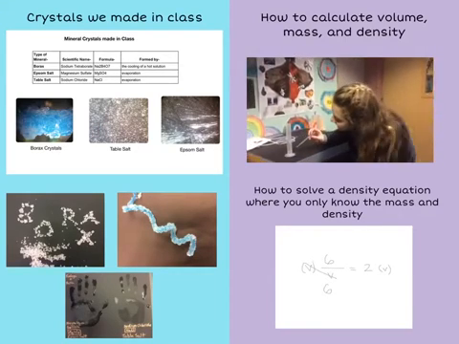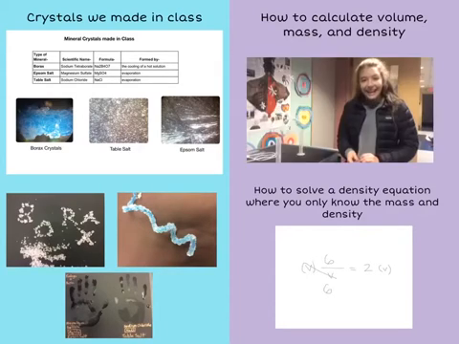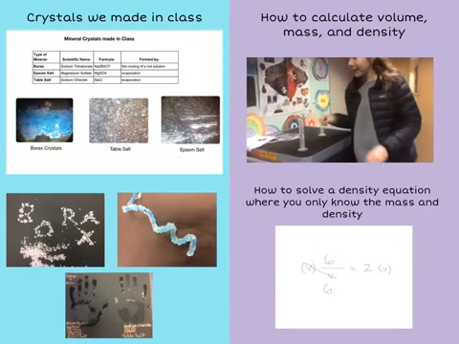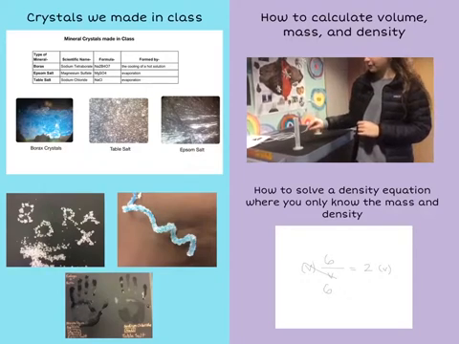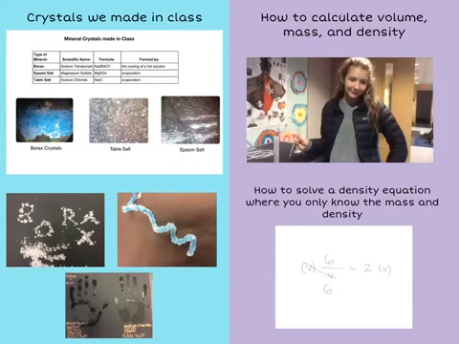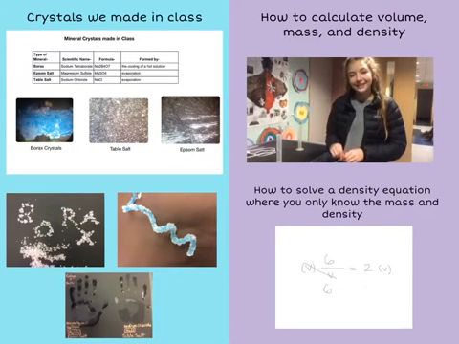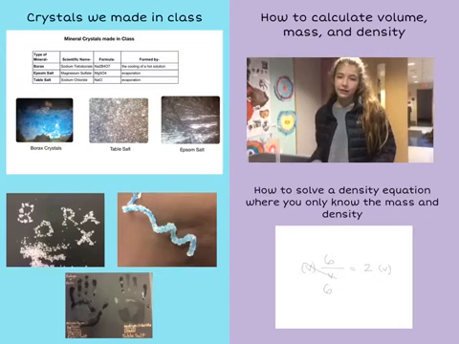Since the water has gone up to 33 milliliters, you subtract the original amount of water in the cylinder, which was 30, from the new amount of water, which is 33. And that leaves you with 3 milliliters. And so 3 milliliters is your volume.